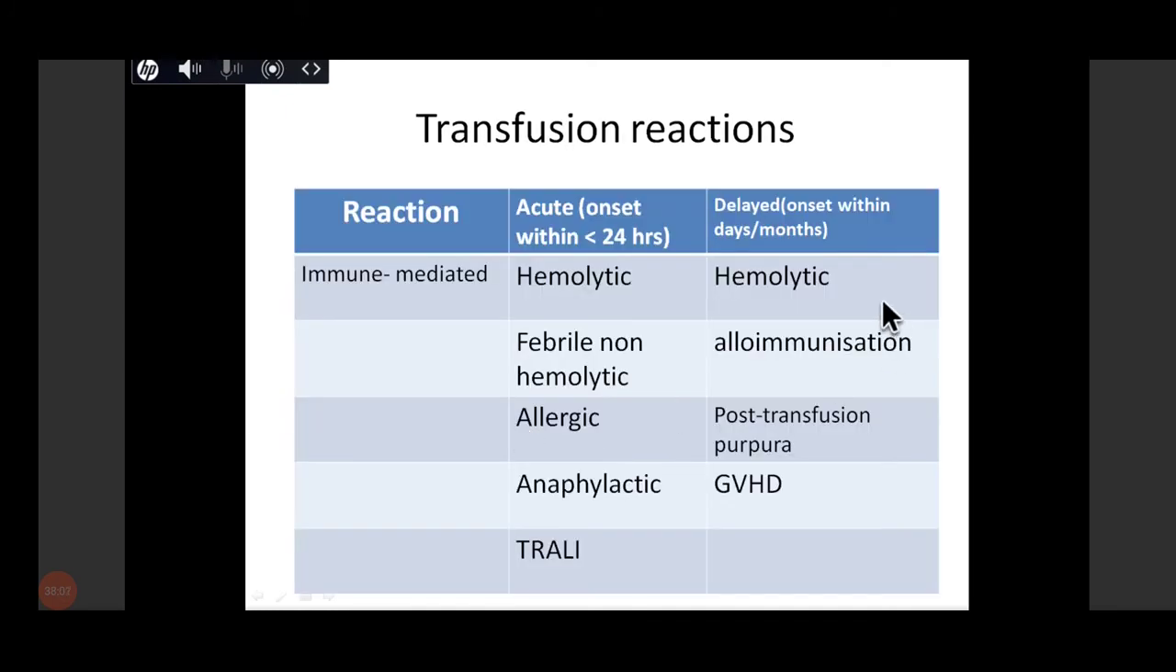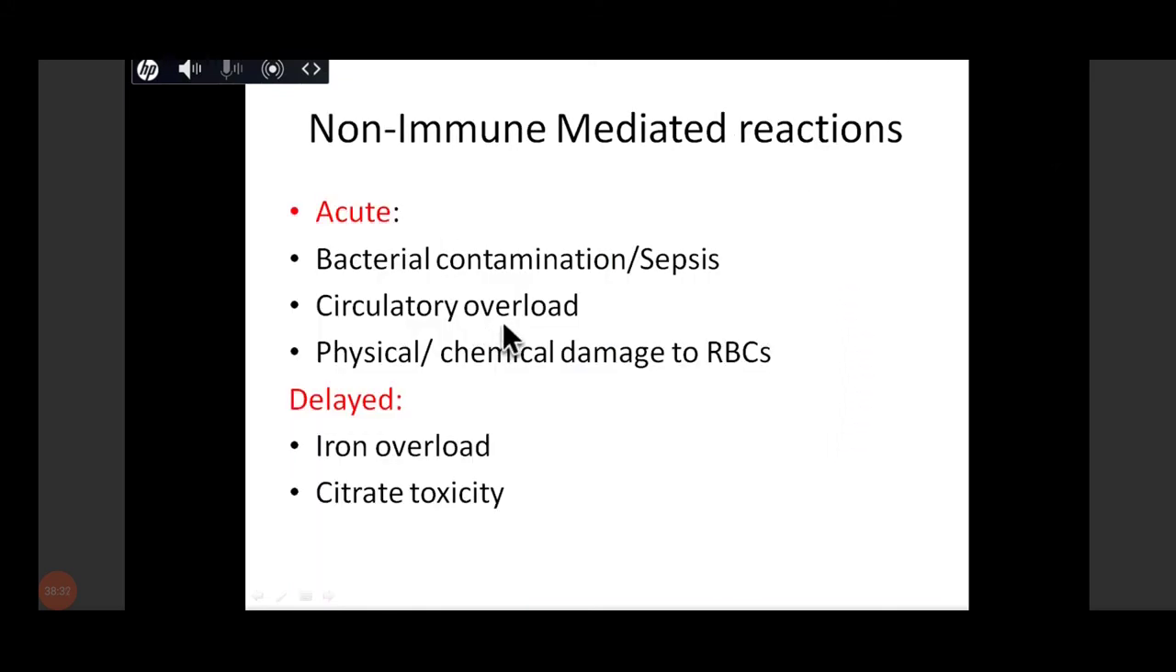Okay. As I've said before, it can be acute or delayed. Among the acute, we have hemolytic, febrile non-hemolytic, allergic, anaphylactic, and transfusion-associated acute lung injury. This will all be discussed in 2 to 3 times. He has made it exhaustively on this, and delayed can be any of this. And graft versus host disease has been done during your immunity. Okay, so non-immune-mediated reactions can be acute or delayed, just like immune-mediated.